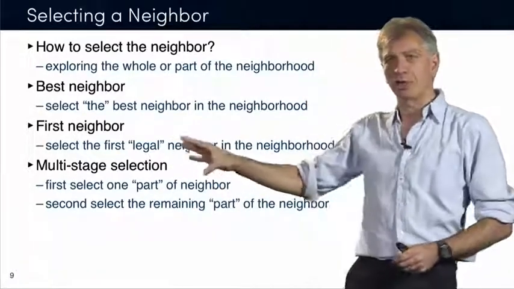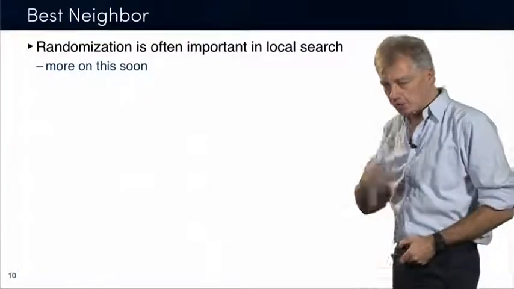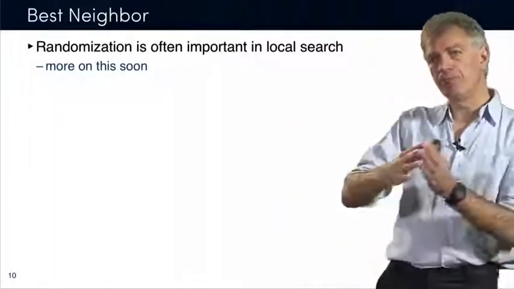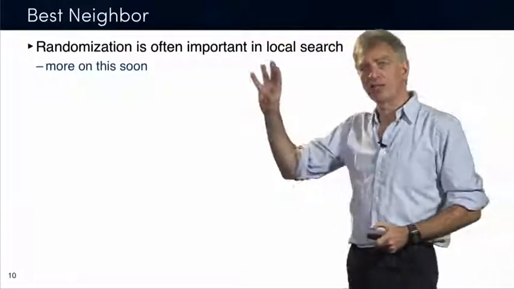And I'm going to give you an example of this because this is very interesting and very useful in practice. Okay? Now let's talk a little bit about the best neighbor. Okay, so in practice, you may have many different neighbors that have the best value. Okay, and in those cases, randomization is very important.